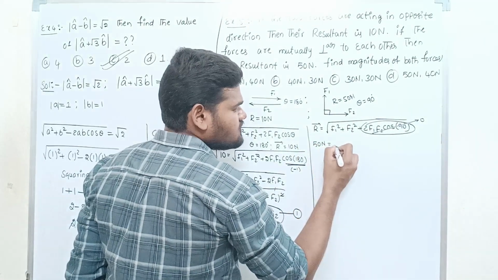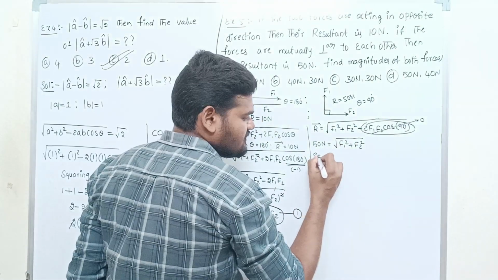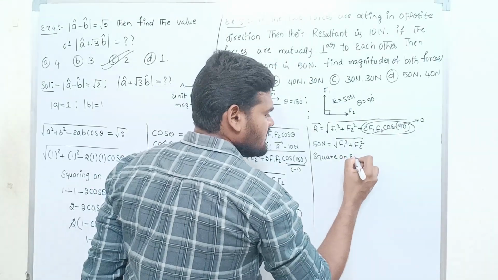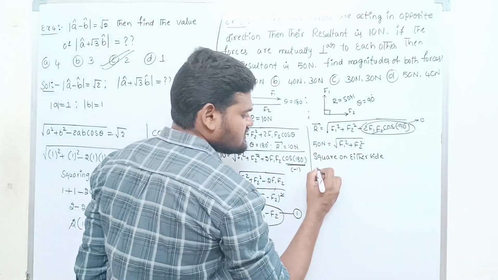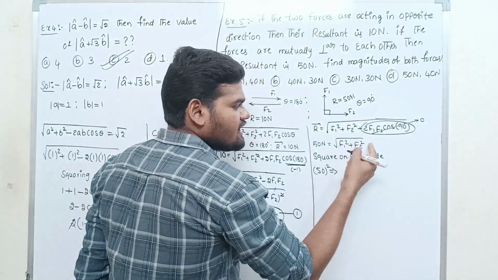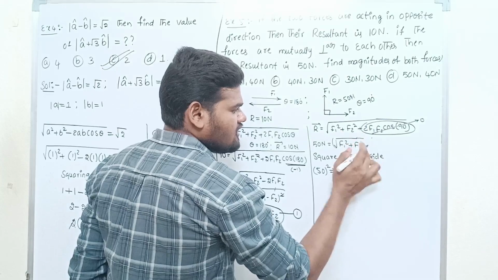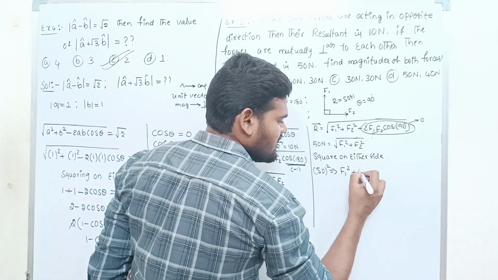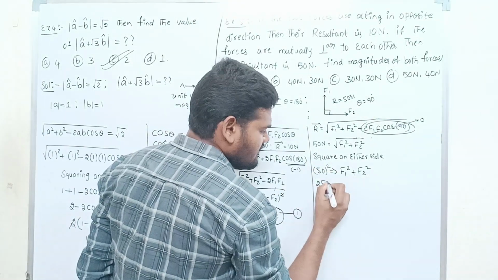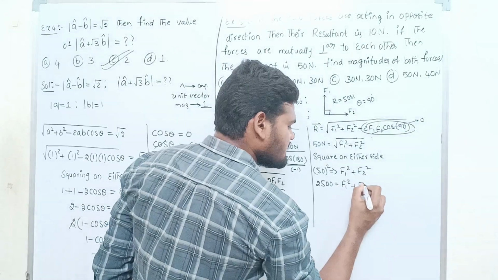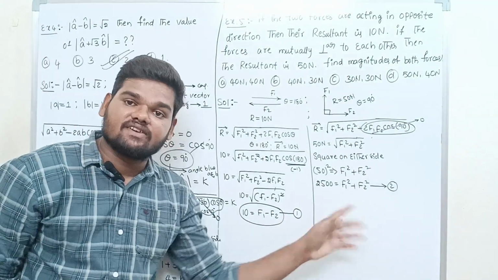What is the resultant vector? 50 newtons is equal to the square root of F1 square plus F2 square. Just square on either side. If we square on either side, 50 square is equal to, so the square root gets cancelled out, and we get F1 square plus F2 square. So 5 5s are 2500 is equal to F1 square plus F2 square. Say this is equation number 2. This is equation number 1 and this is equation number 2.